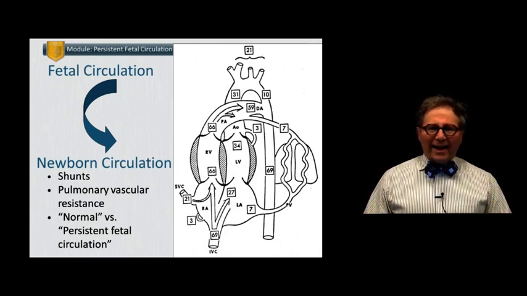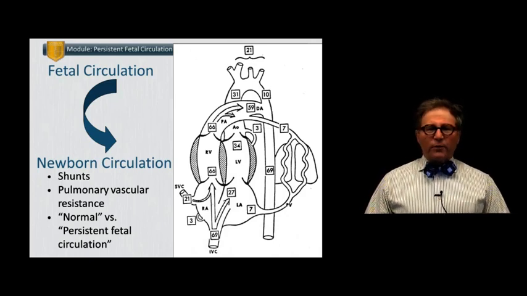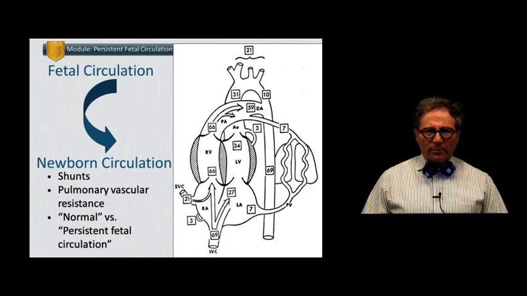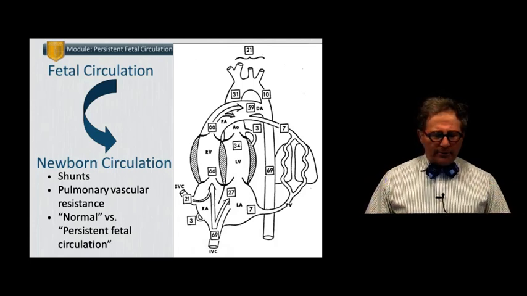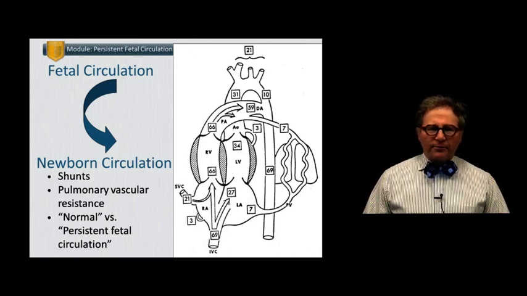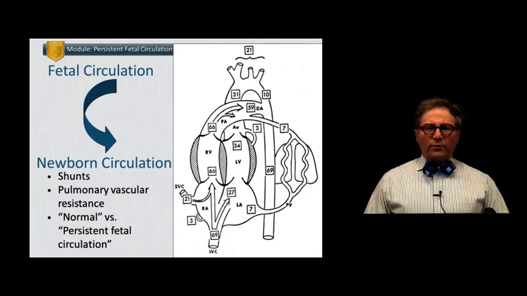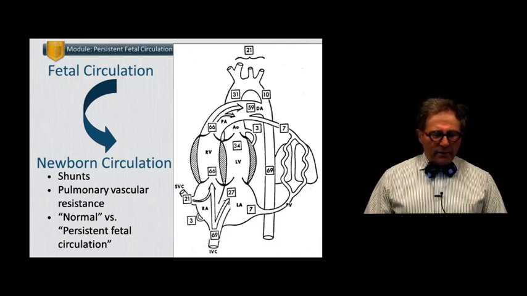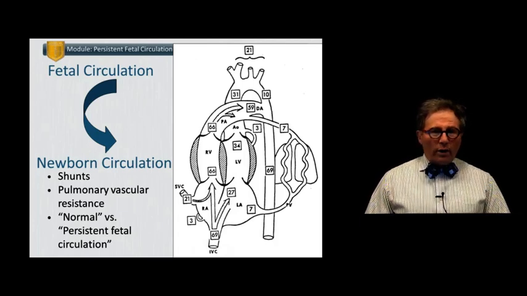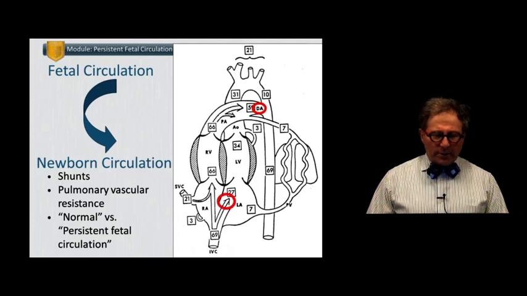The pulmonary vascular resistance, which has prevented blood from perfusing the lungs, suddenly drops tremendously, a marked decrease, allowing blood to perfuse the lungs. And the circulation becomes serial, that is, blood flows from the right side of the heart to the lungs, to the left side of the heart and the body, rather than in parallel. And then we see the change from normal circulation to a persistent fetal circulation, which is more pathological.